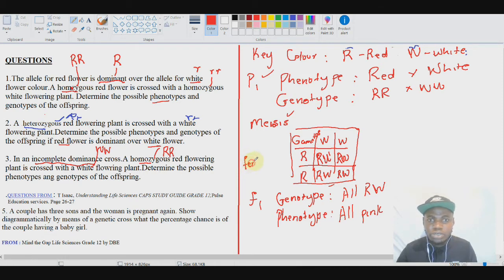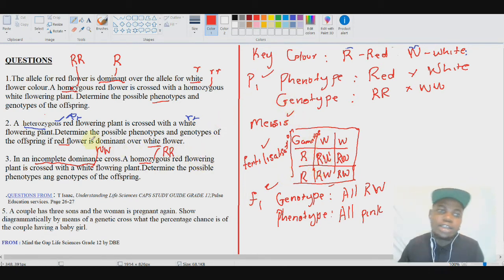So here you have to write that this is the fertilization process. It's very, very important. Don't lose that mark for writing this is fertilization, where the gametes are uniting. That is the process of fertilization. You draw your Punnett square on the side, you write fertilization. Don't forget to write your F1 as well. Okay, now let's look at the next question.